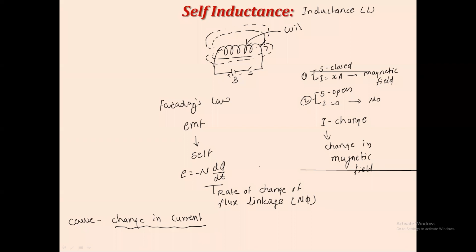Get my point? And this self-inductance is a constant term, because it is the property. It always opposes the cause produced by it. Now let me try to remove these things and please try to read the definition.